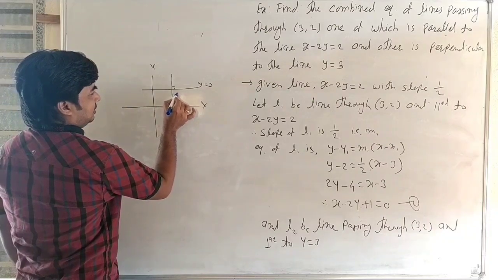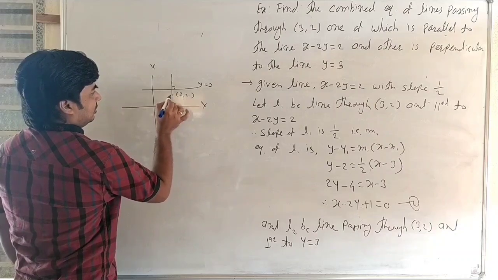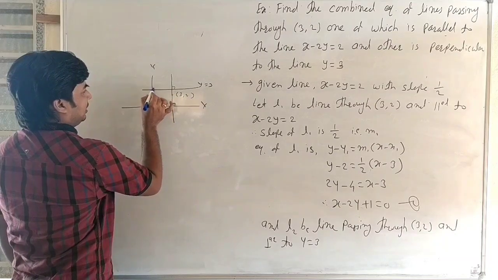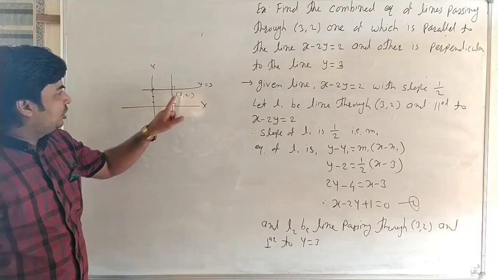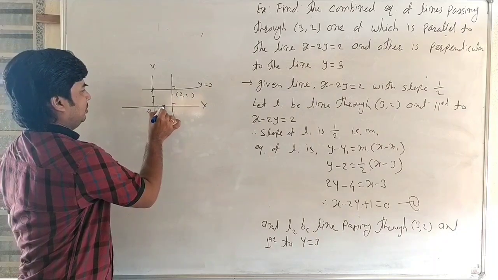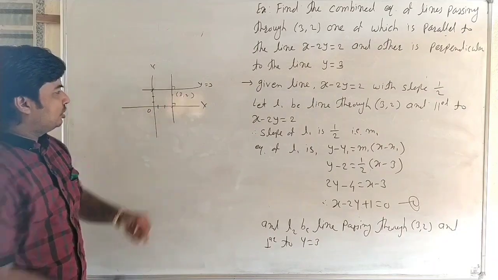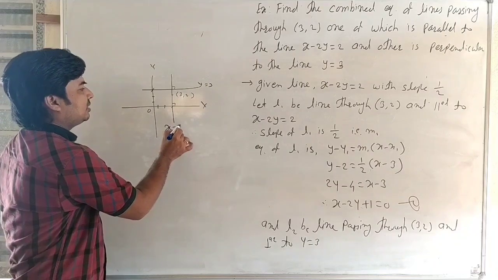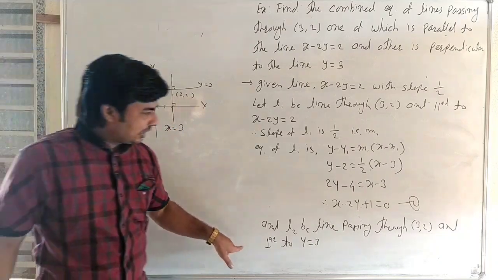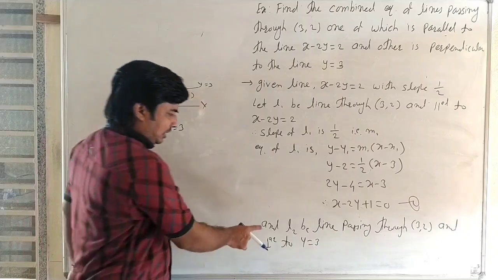Therefore, it is passing through 3, 2, with x values 0, 1, 2 and 3. Passing through 3, 2, that means the equation of the line is x is equal to 3. So we can directly write the equation of the line.